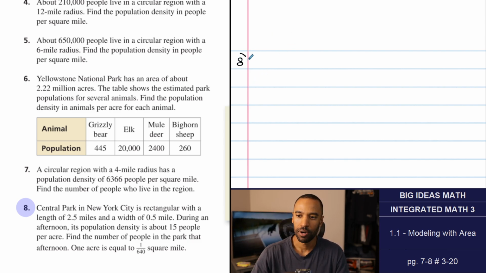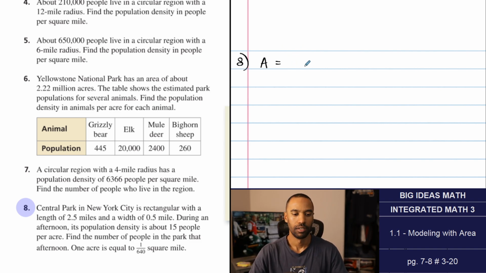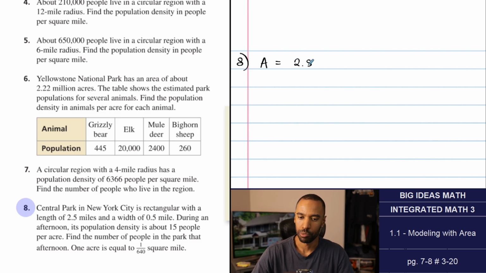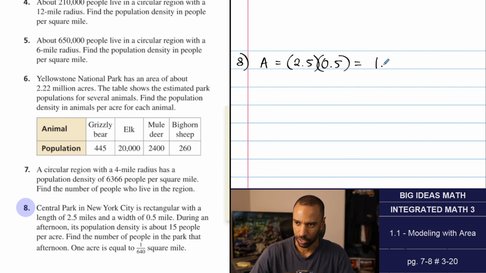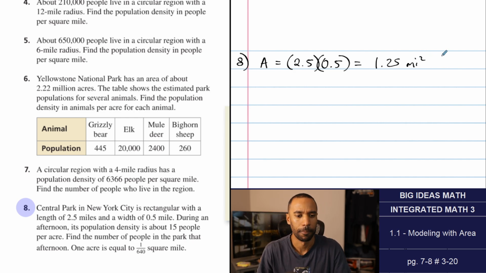Okay, so for number 8, let's do this to start with. The area of Central Park in terms of square mileage is 2.5 times 0.5, which is half of 2.5. I don't need a calculator for that. It's 1.25 square miles. For some reason, I thought it was bigger. I mean, that's big, but for some reason, I thought it was bigger.